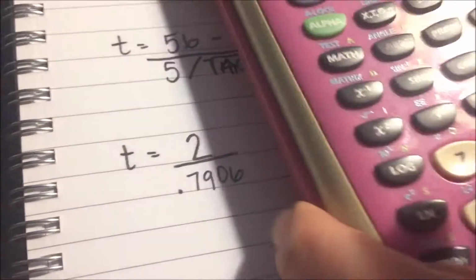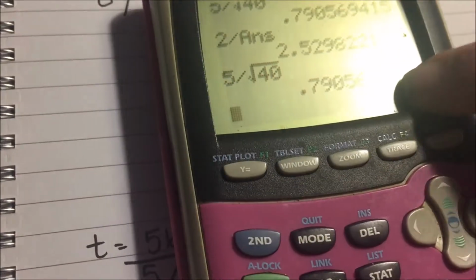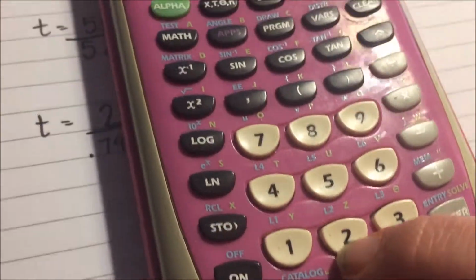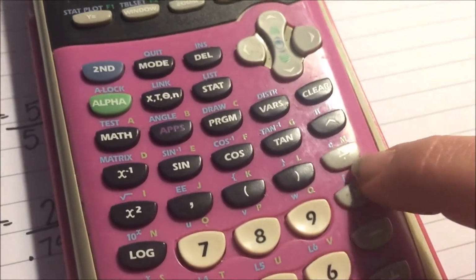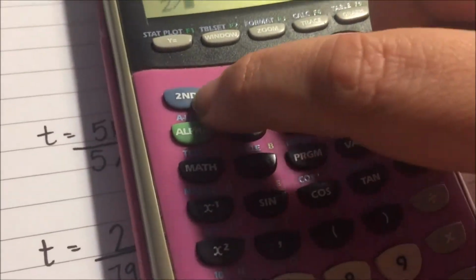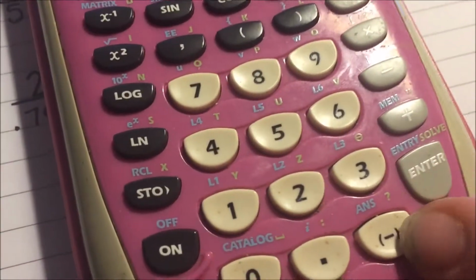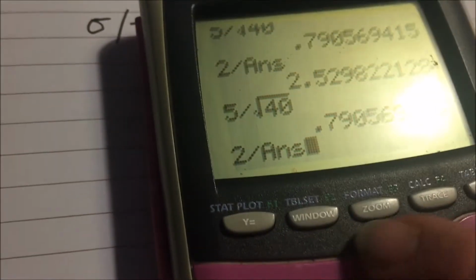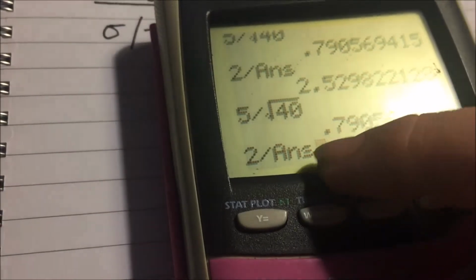So we're going to do 2. We just did the division right here, and we still have the answer sitting right here. It's very important that you leave this sitting here. And we're going to do 2 divided by, and we hit the second key and this key, which is ANS. So it says 2 divided by ANS, and that is the answer.